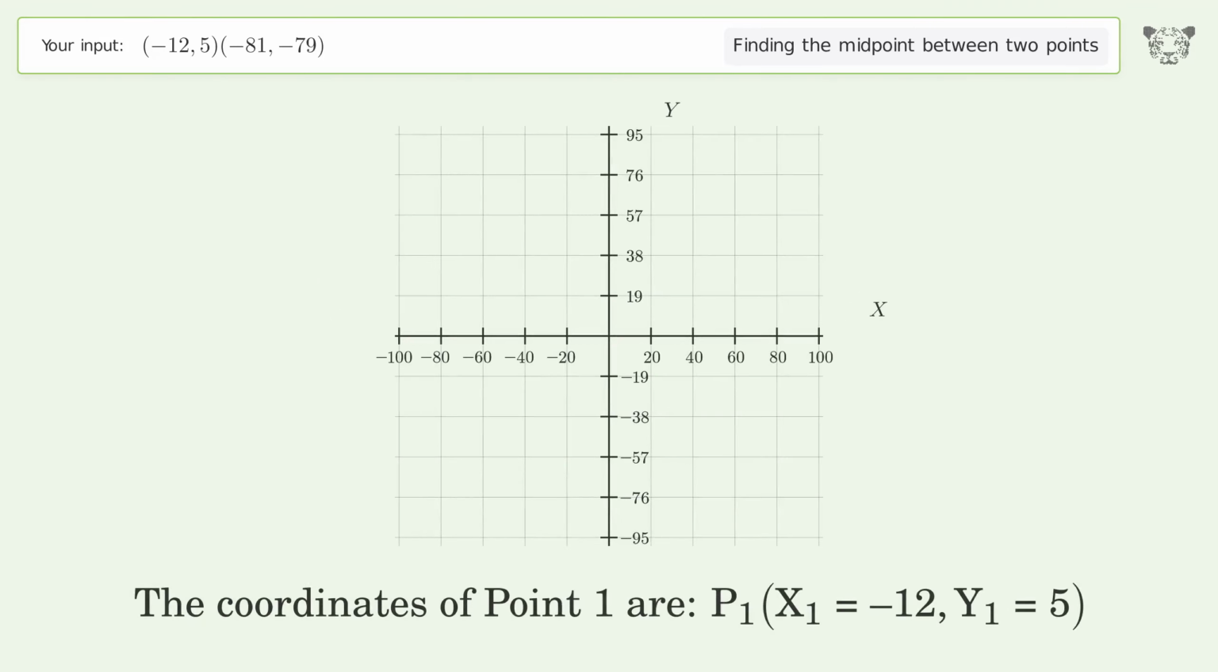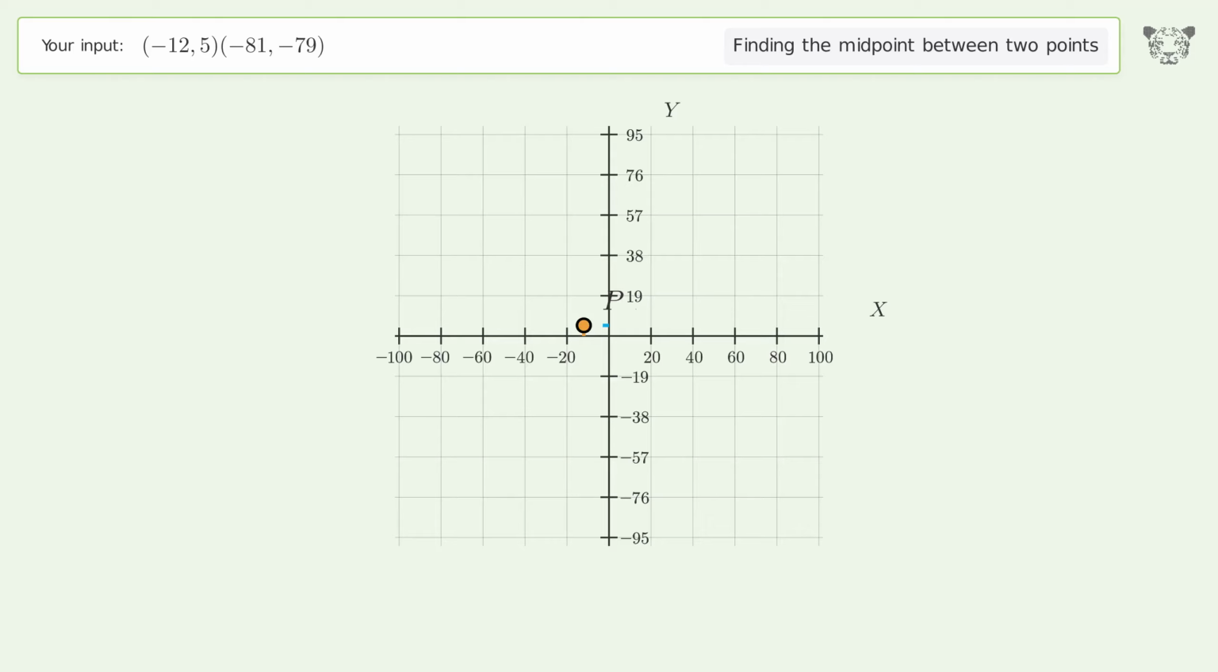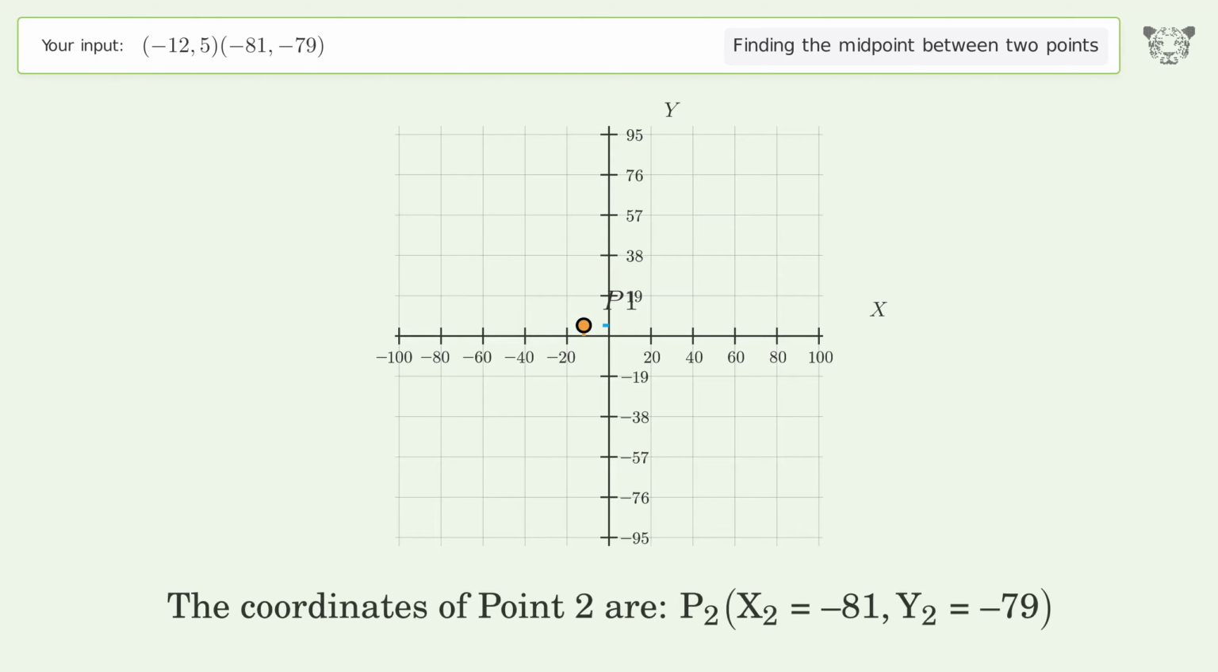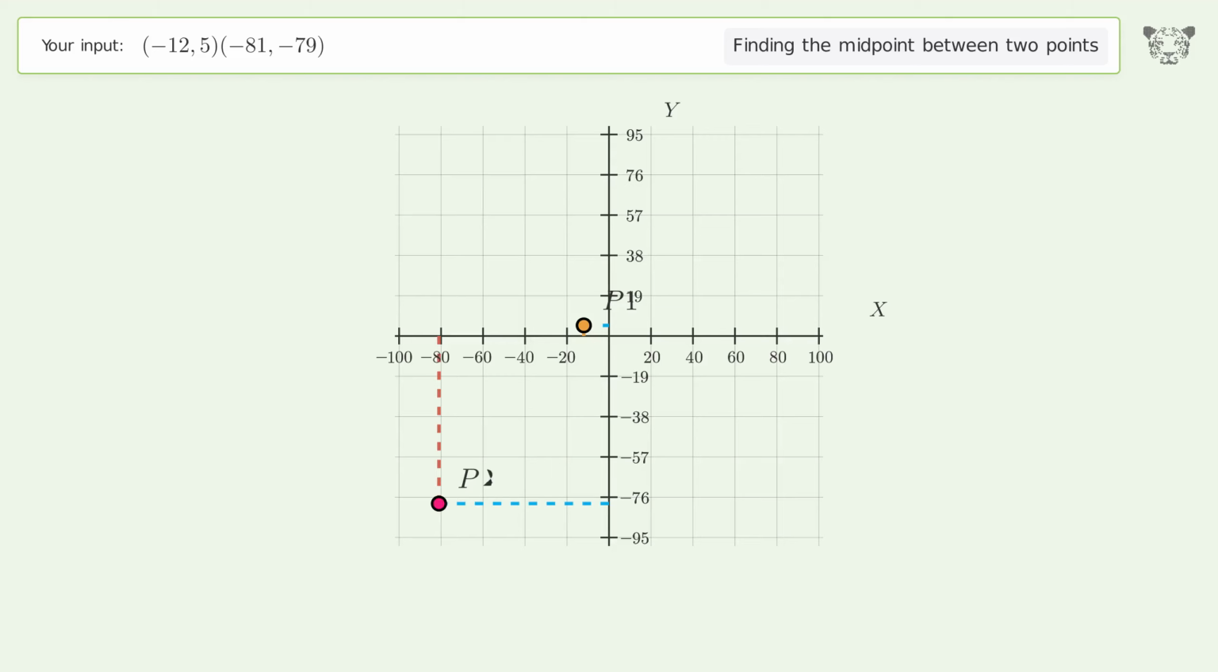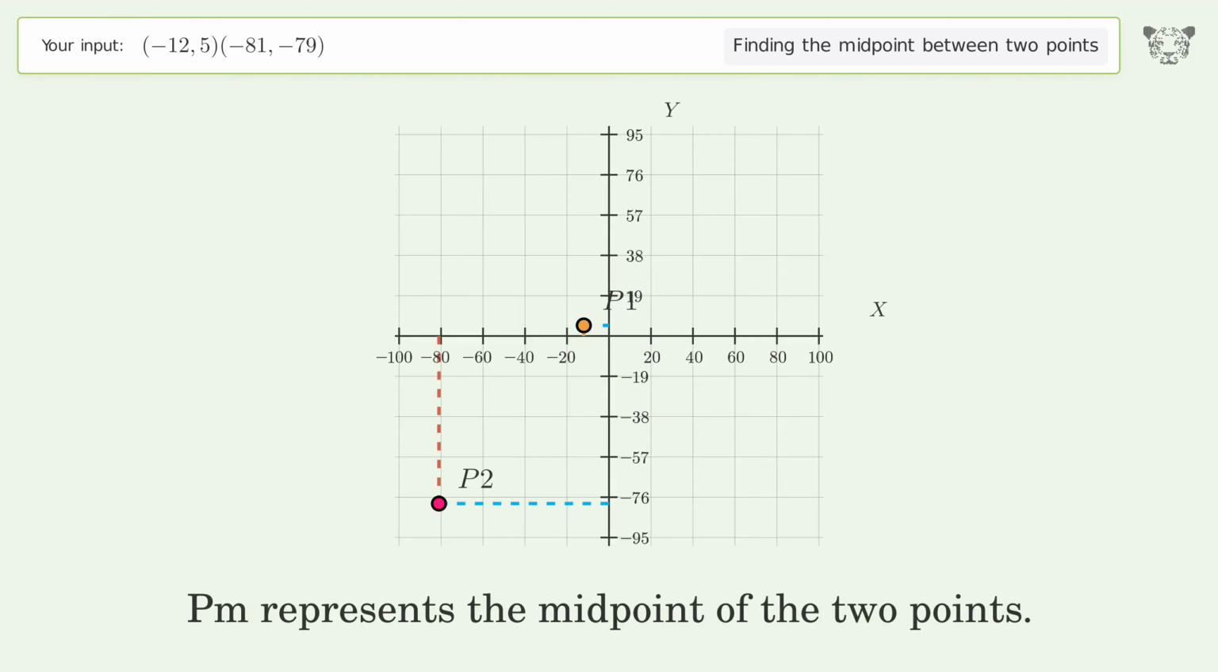The coordinates of point 1 are, x1 equals -12, y1 equals 5. The coordinates of point 2 are, x2 equals -81, y2 equals -79. PM represents the midpoint of the 2 points.